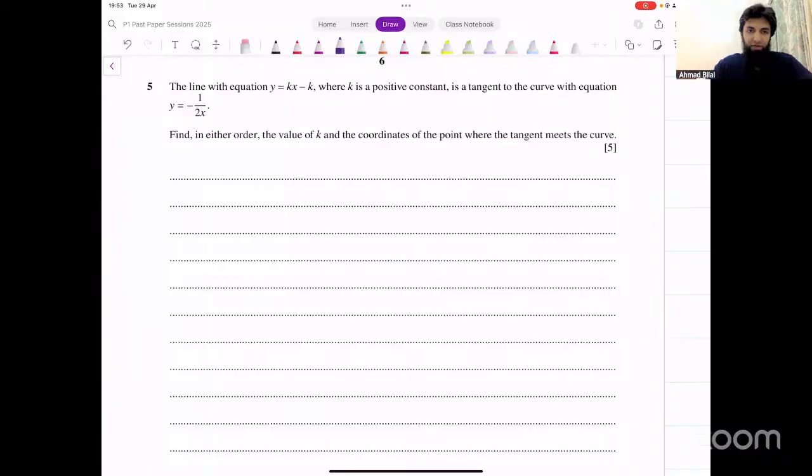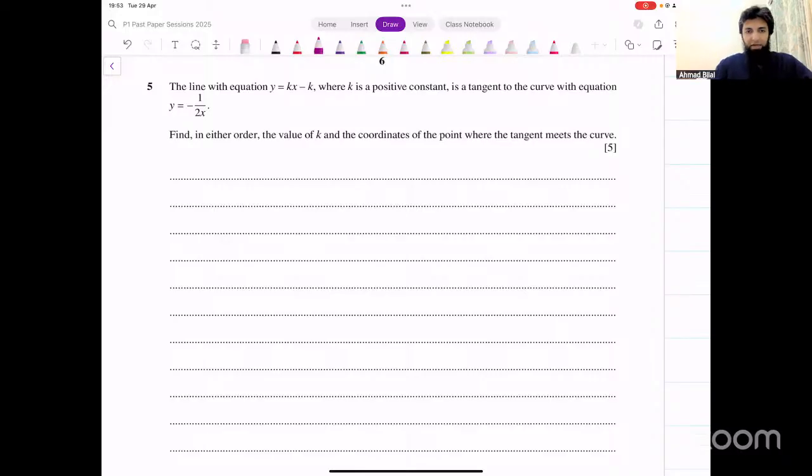Question number 5. Now it says the line with equation y equals kx minus k, where k is a positive constant, is the tangent to this curve with this equation. Find, in either order, the value of k and the coordinates of the point where the tangent meets the curve. Now, how do we think about this?